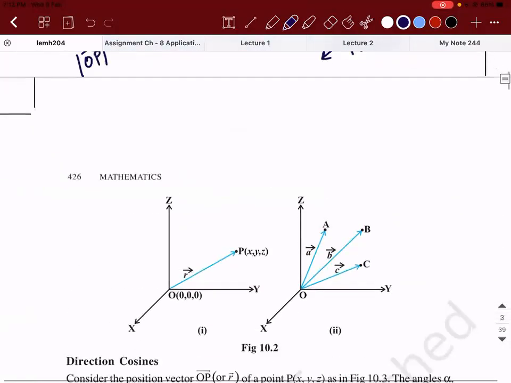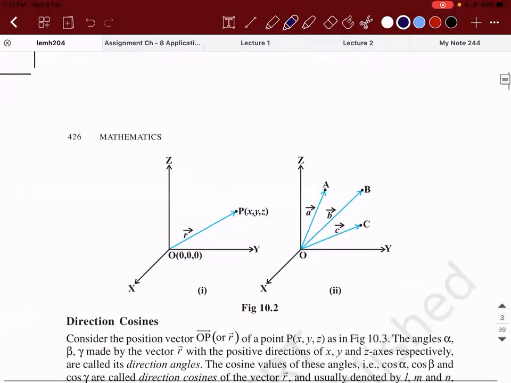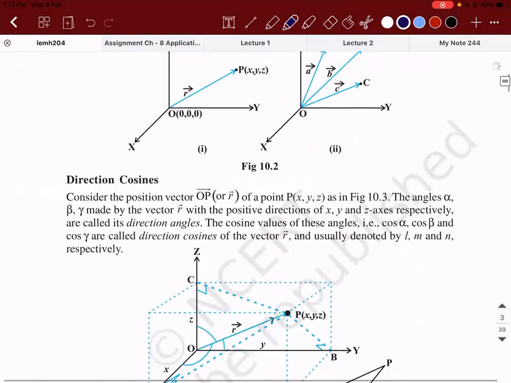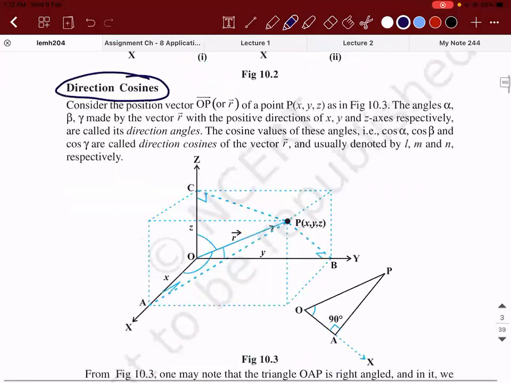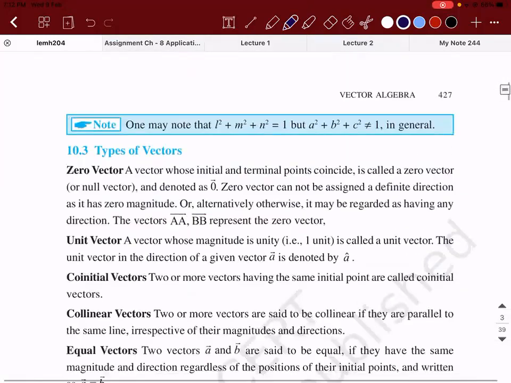Is there any doubt, guys? So direction cosines, I'll explain in the next chapter. It's not needed as of now.